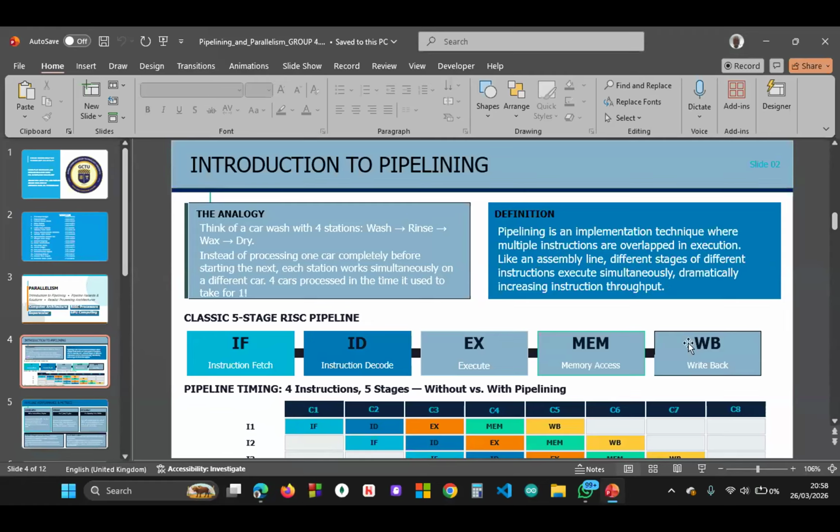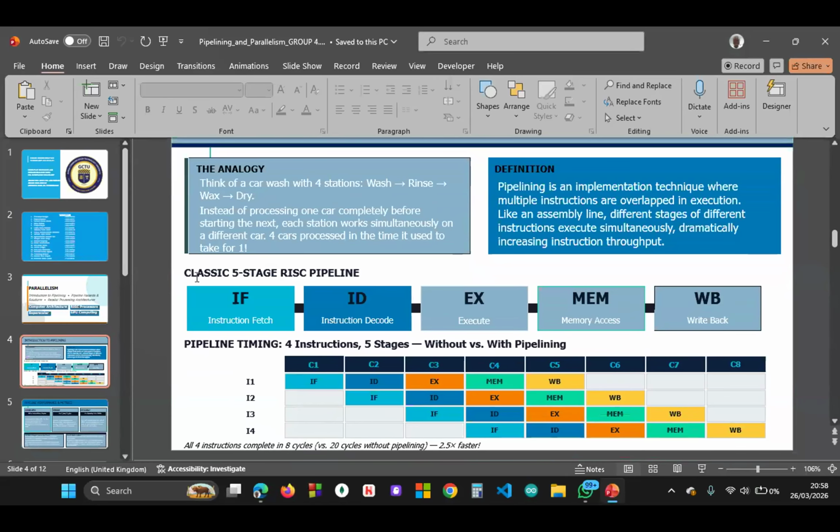The analogy: think of a car wash with four stations. The processes it goes through before the car gets cleaned. So you wash it, you rinse, you wax and dry. So the diagram below indicates the processes involved in pipelining and timing.